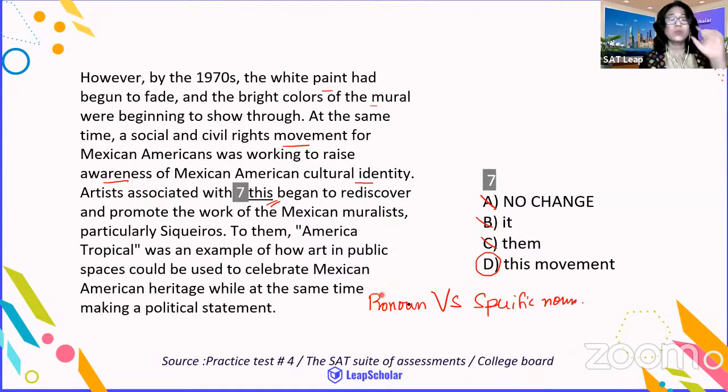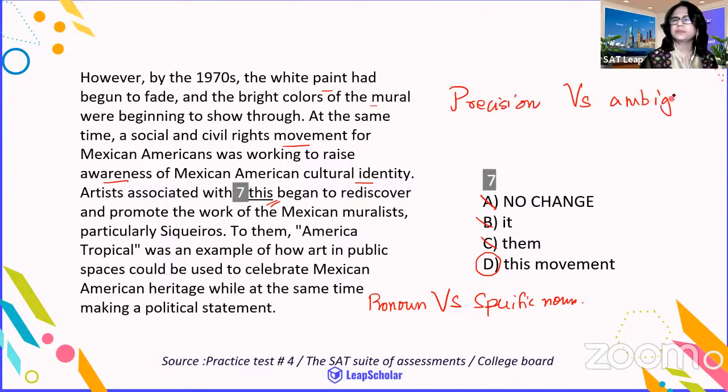So it depends on what the question is testing. Here, I don't want a short answer which will make the sentence confusing. I don't mind making the sentence longer because it's going to improve the clarity. Do you understand? We are not testing conciseness here. We are testing the precision of the sentence. Precision means accuracy. Do you want precision or ambiguity? Precision, always.